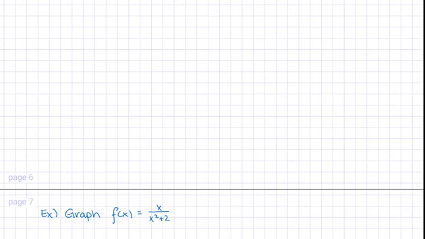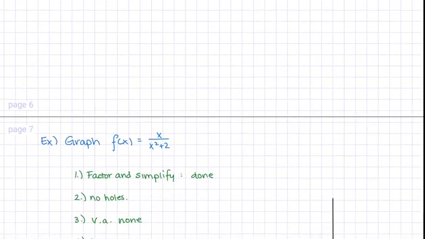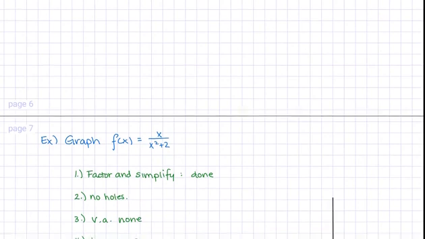All right, so this one is a little tougher. We don't have to factor and simplify because it can't factor, which means it also won't simplify. Because there's no common factor in the top and the bottom, because it doesn't simplify, there's no holes. The denominator will never equal 0, so we don't have a vertical asymptote.